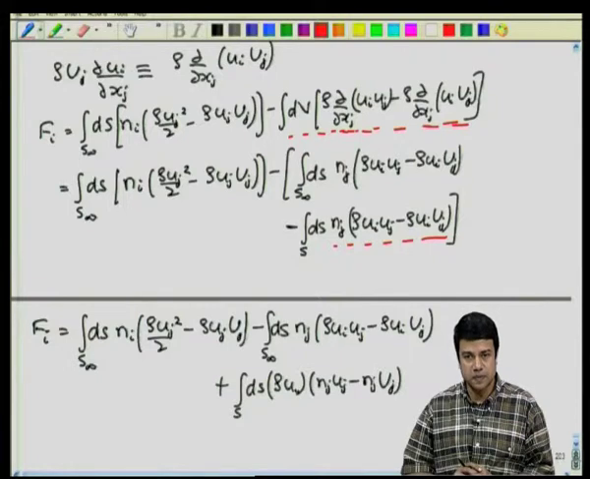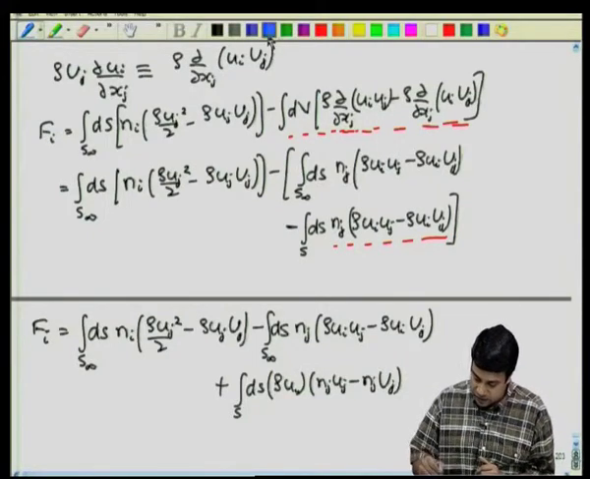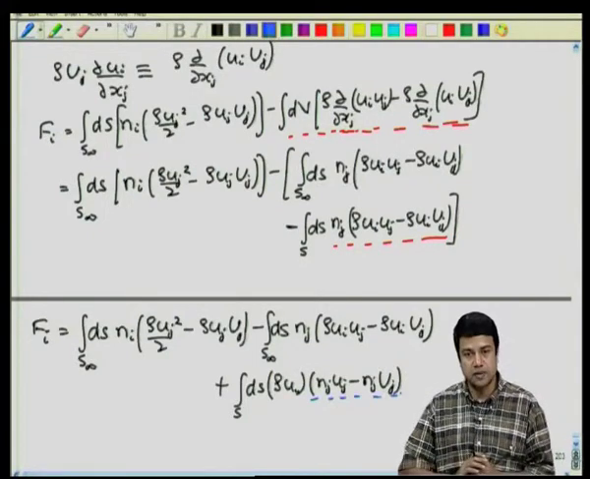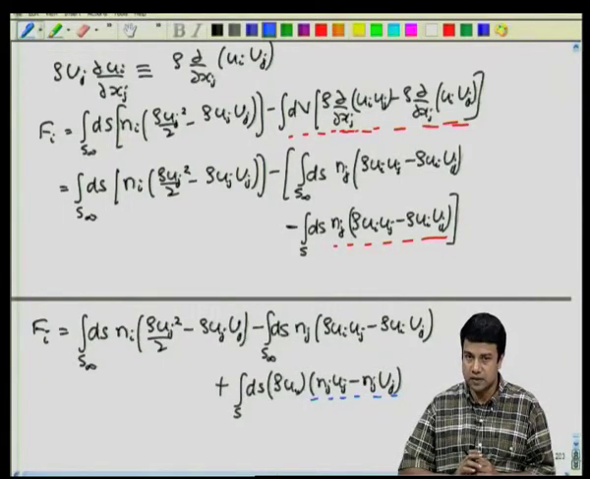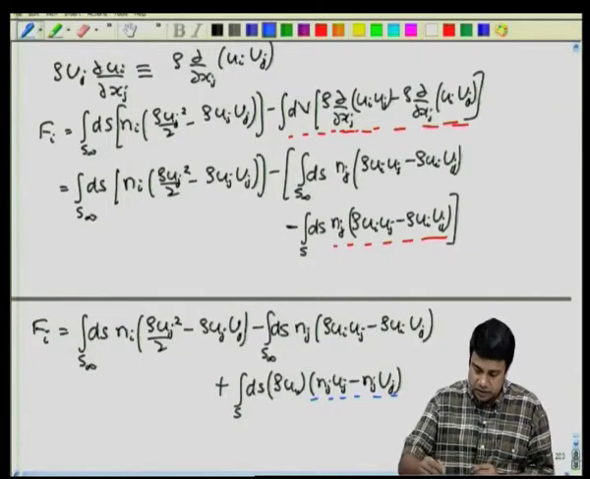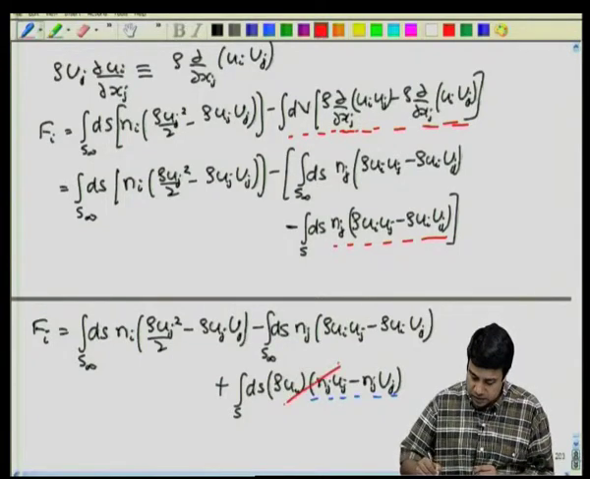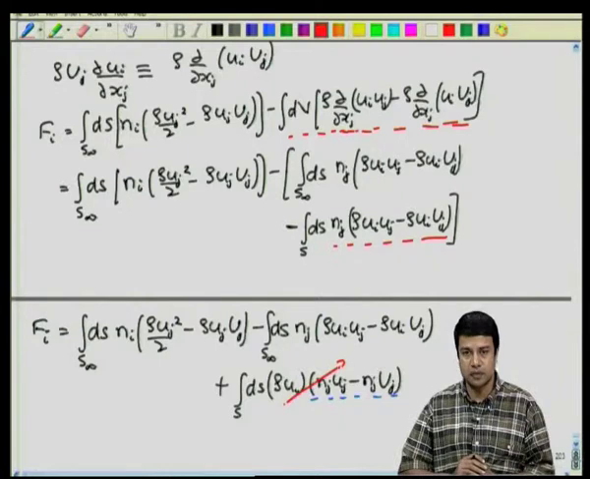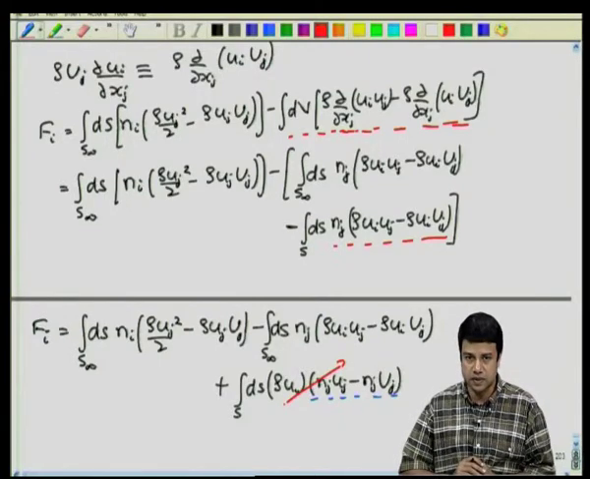On the surface of the object, the no normal velocity boundary condition says the unit normal dotted with the fluid velocity has to be equal to the unit normal dotted with the object velocity. What I have here is the difference, n dot small u minus n dot capital U. From the no normal velocity boundary condition on the surface of the object, this entire thing has to be equal to 0.